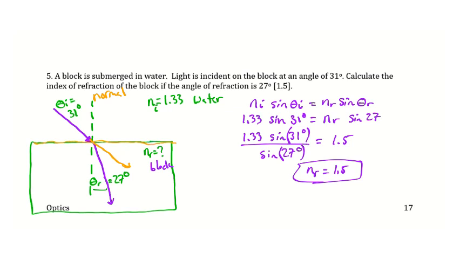And the answer is we bent toward it. So because we bent toward the normal, we slowed down. So this was an example of slowing down. And slowing down and bending towards are always a pair.